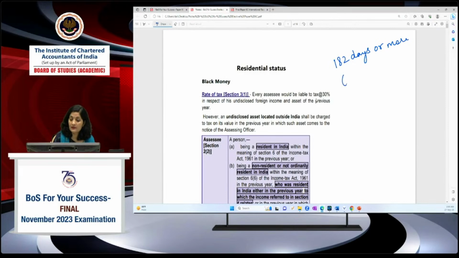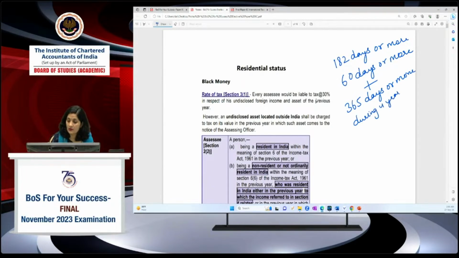Then your stay of 60 days or more, plus 365 days or more during the 4 years immediately preceding the current previous year. This is another important condition.